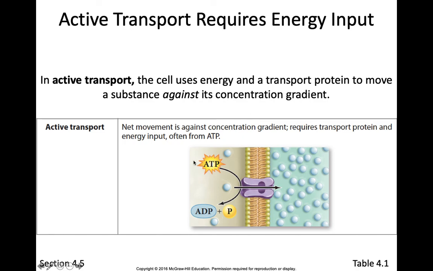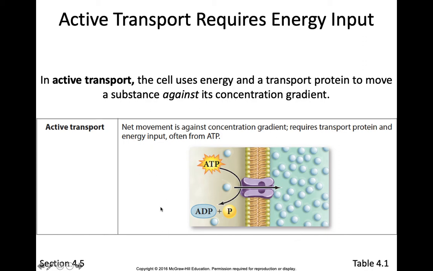Now, let's talk about moving things into our cells against a concentration gradient. Let's say you need to move stuff into your cell and you've already got a ton of it in your cell already. You got a bunch of sugar inside your cell, but you just ran into a bunch more sugar and you want to go ahead and eat all of that. It's going to take energy for you to move something against the concentration gradient.